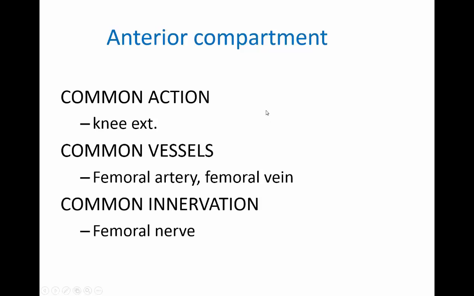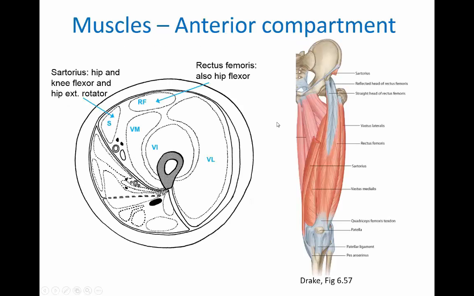So the common action of the anterior compartment is knee extension, with the exception of sartorius. Common vessels, we have the femoral artery and femoral vein in the anterior compartment, and common innervation, the femoral nerve innervating this compartment. So in the anterior compartment, we can see here we have 1, 2, 3, 4 muscles anteriorly, making up the quadriceps. And the fifth muscle, the sartorius, is a hip flexor.